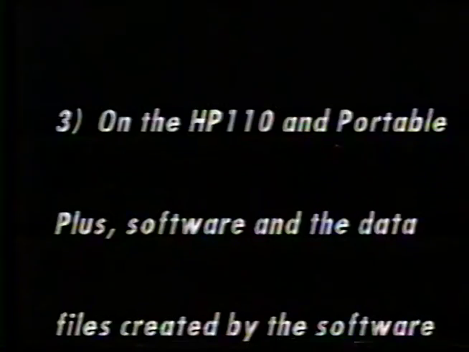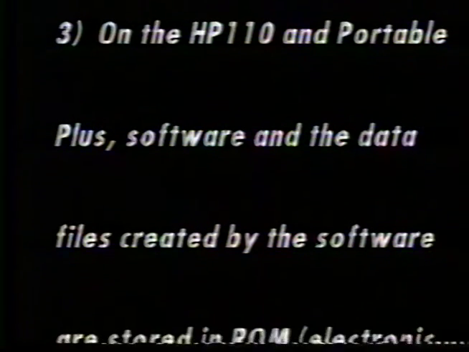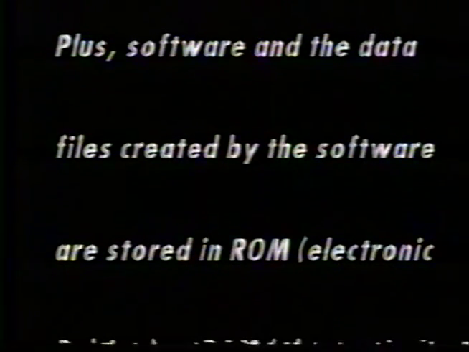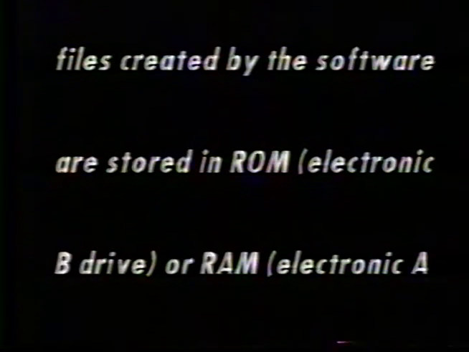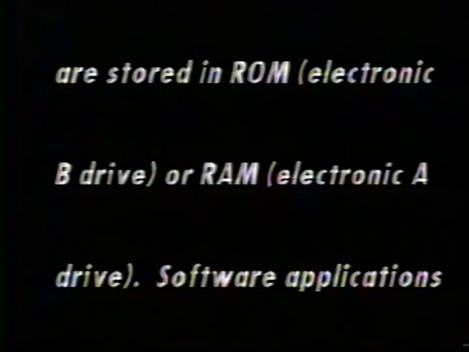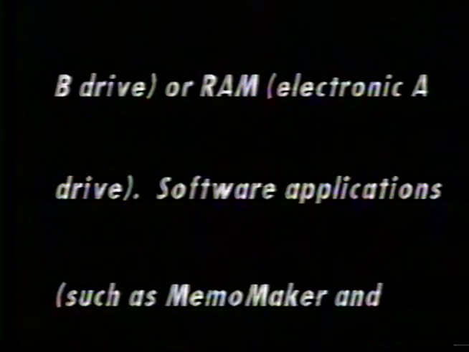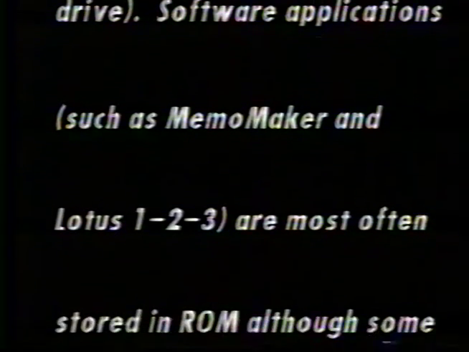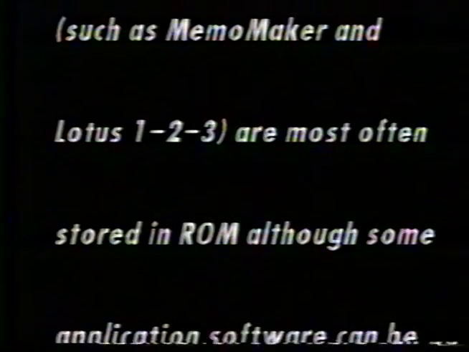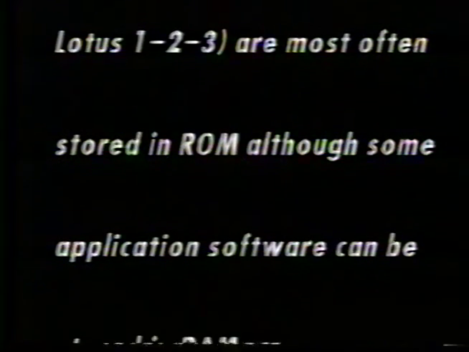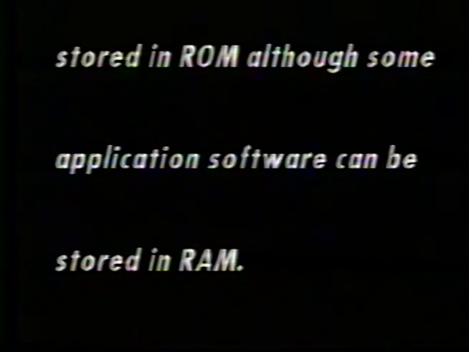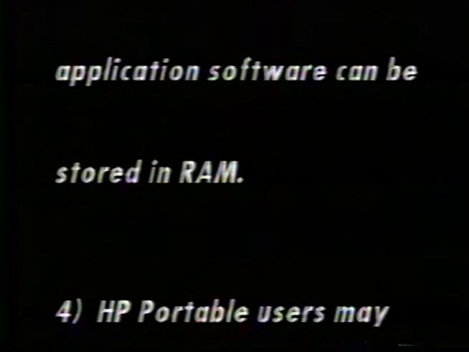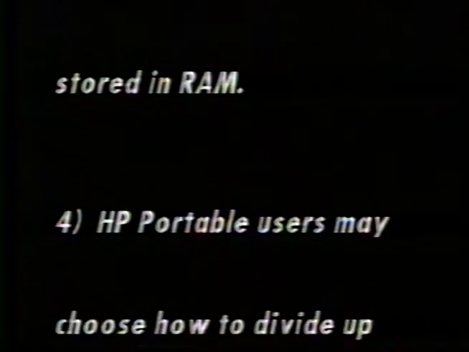3. On the HP 110 and Portable Plus, software and the data files created by the software are stored in ROM, electronic B drive, or RAM, electronic A drive. Software applications such as Memo Maker and Lotus 123 are most often stored in ROM, although some application software can be stored in RAM.